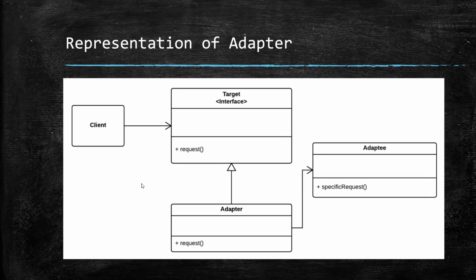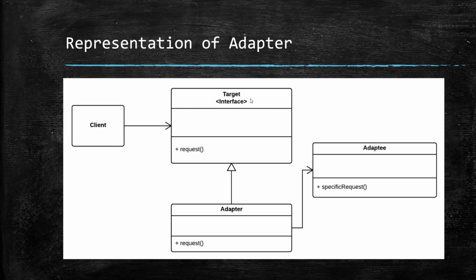In this diagram, you can see this is the client. Client means any class that will be calling the adaptee. The adaptee in our example was the legacy code, which we want to call, and the client is supposed to call some method or function. In this example it's a specific request, but the response given by the adaptee is different from what the client is expecting. So what we can do is introduce a layer of abstraction using an interface.